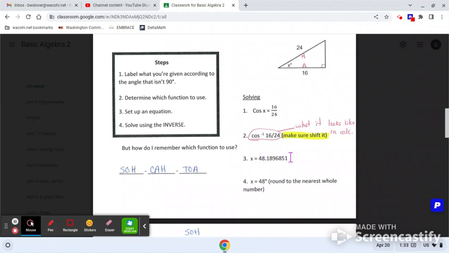Ask a neighbor if you're stuck. YouTube, how to plug in a number on your calculator. And I want to round to the nearest degree, so that's the nearest whole number. So that would just be 48. So that missing angle is 48 degrees.